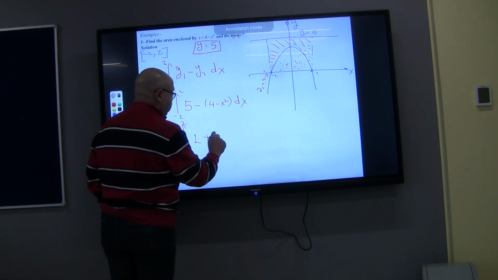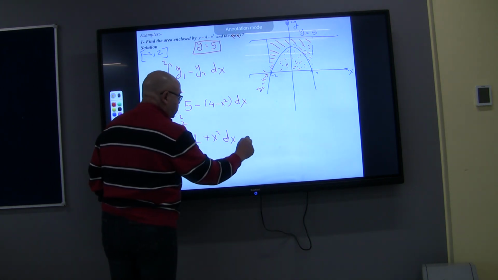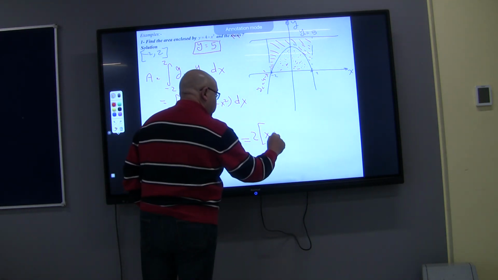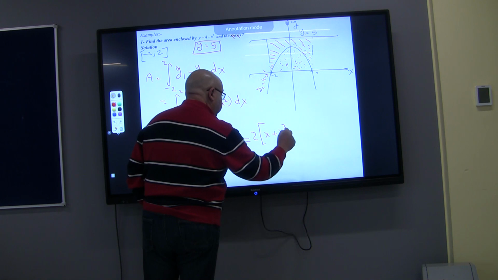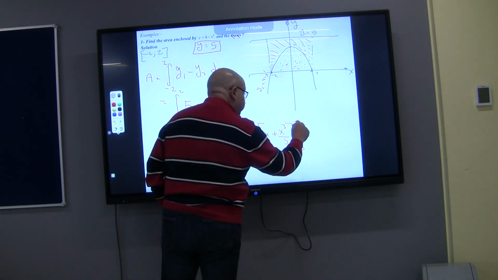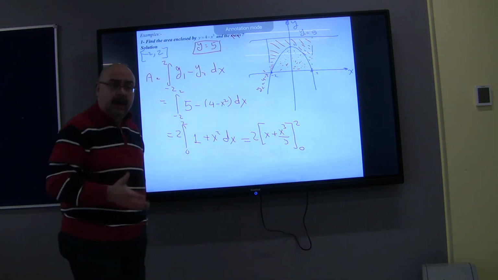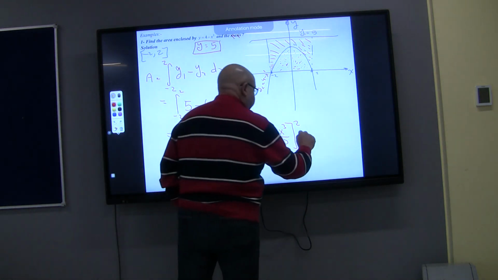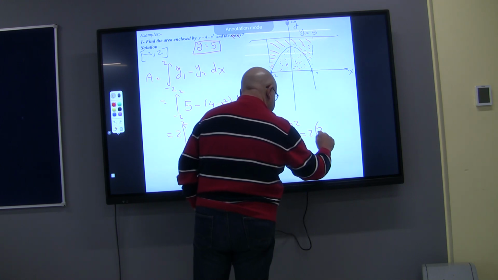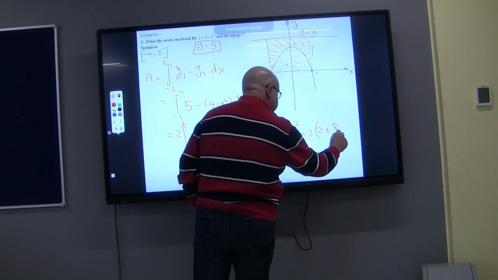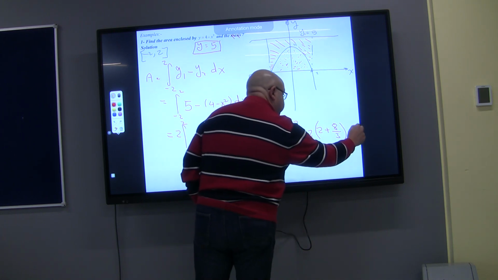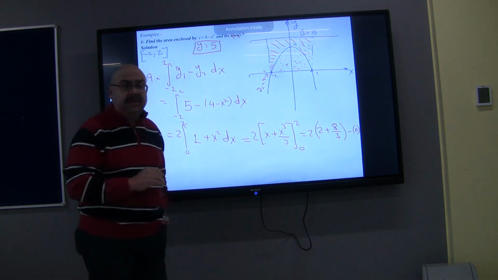Then you will have positive x squared dx, which is gonna develop after integration to open the bracket x plus x to the power of 3 divided by 3. Then start using the integration limits from 0 to 2. Once I start doing this I notice the following: this will equal 2 open the bracket which is 2 plus 8 over 3 minus, if you substitute with 0, this is the advantage of using zeros.